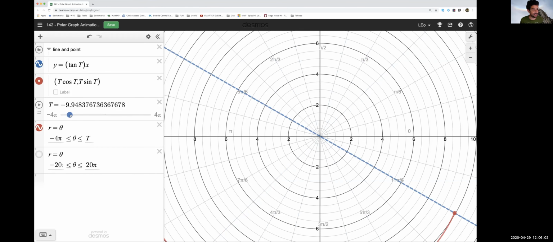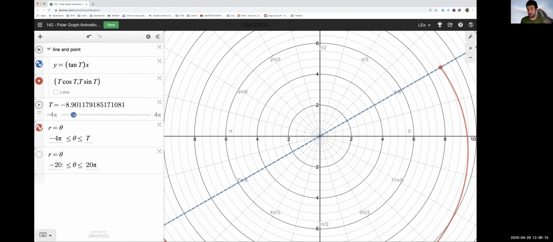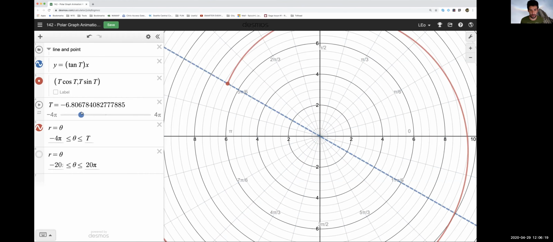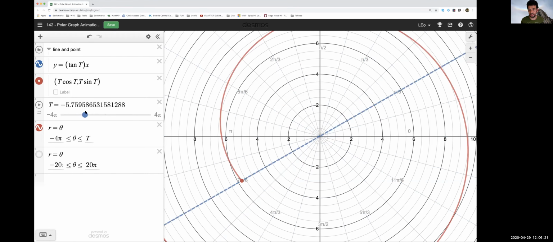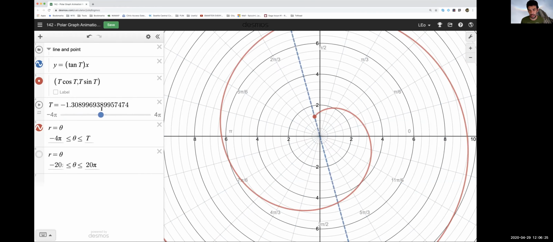Right now, my angle is -9.9 radians. That dot is -9.9 units along this line. So my angle is getting smaller and smaller negative numbers, and so my distance from the center is getting smaller and smaller as I close in. And now I've just hit an angle of 0, and I'm 0 units from the origin.